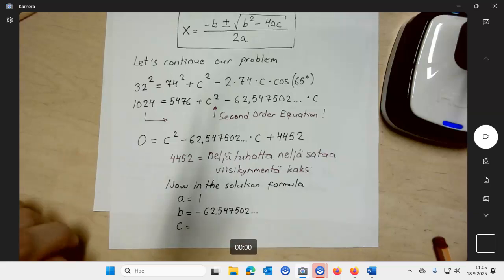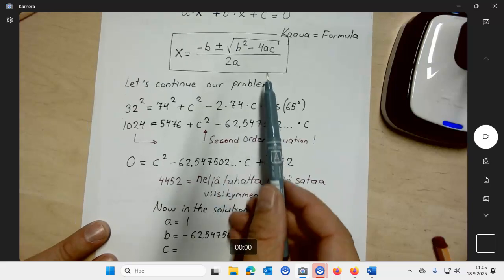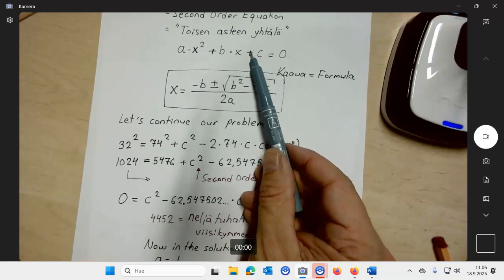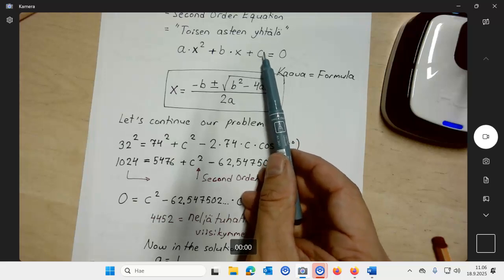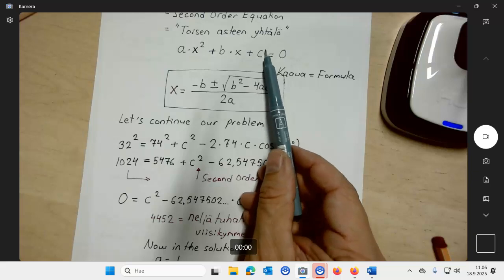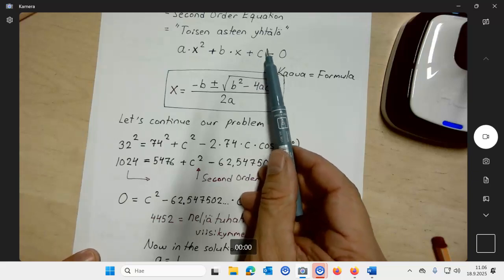And then C. This is a sad thing, that in this formula, this C means the part where there are no x, so this is the constant. I guess the name C comes from the word constant.